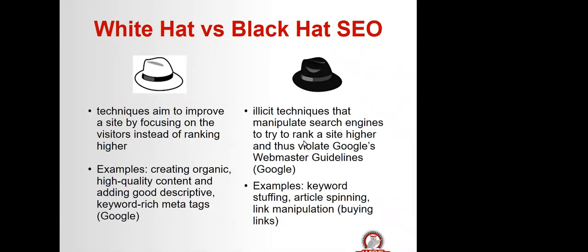So there's something called white hat versus black hat SEO. White hat SEO are techniques that aim to improve a site by focusing on the visitors instead of ranking higher. Right, so it's a good way of getting traction. Some examples are creating organic, high-quality content and adding good descriptive keyword-rich meta tags.